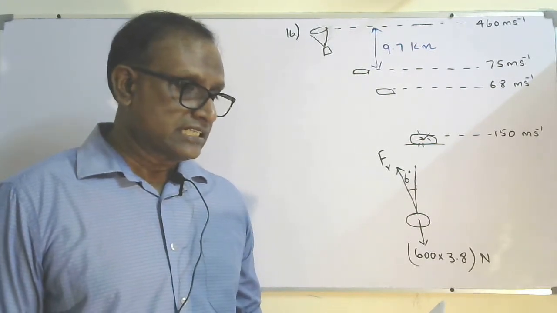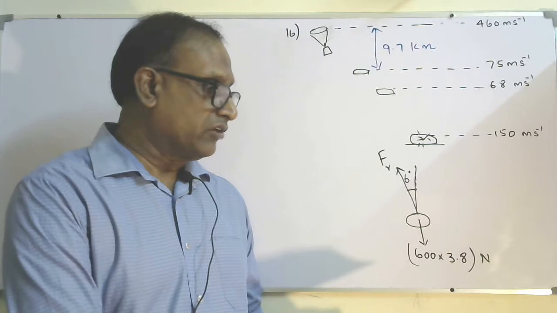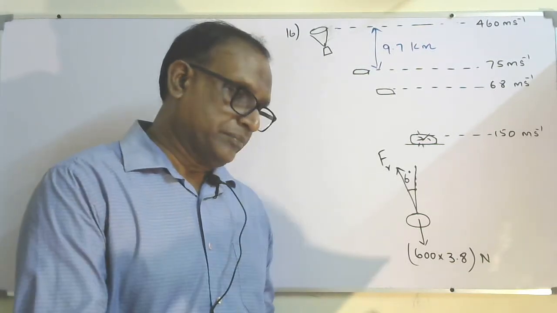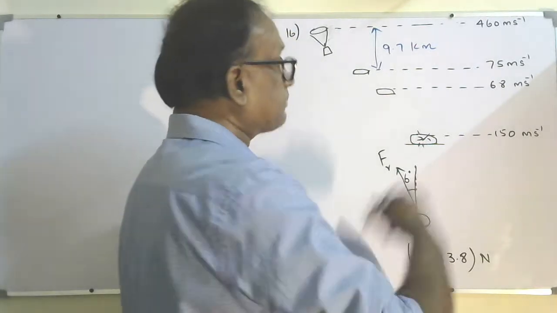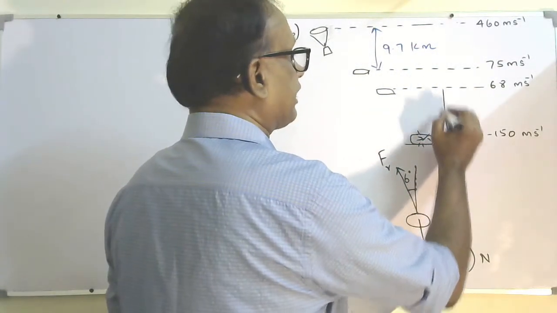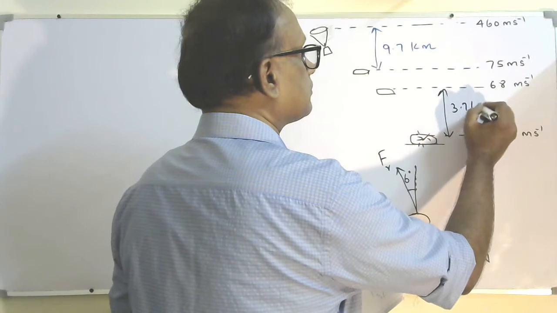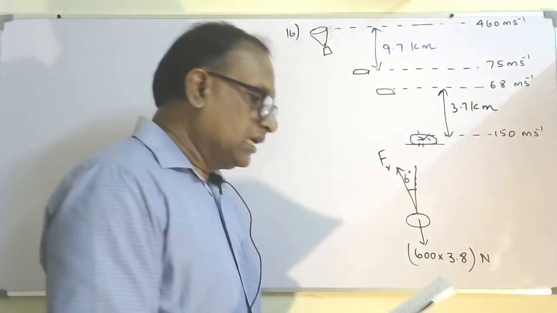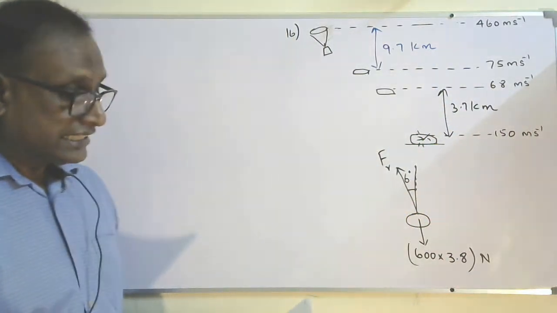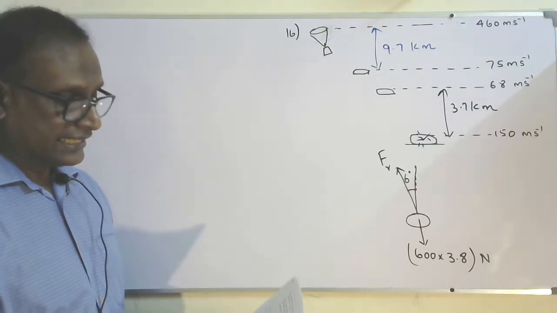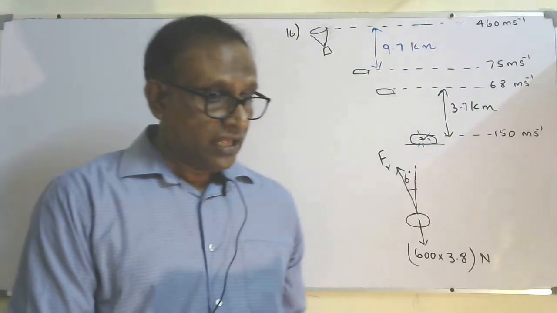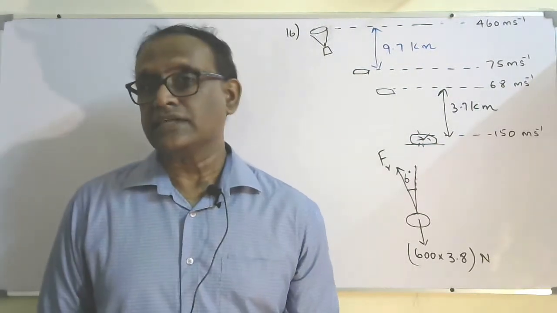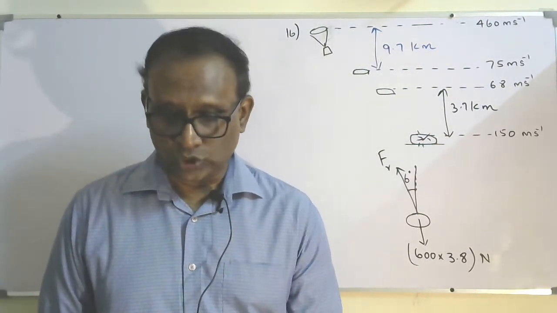3.7 kilometers, reaching the surface of Mars with a velocity of 150 meters per second. So that means this is 3.7 kilometers free fall, right? Explain whether the term free fall is correct in this context. Your answer should include a calculation, and the gravitational field strength of Mars is given as 3.8 Newton per kilogram.